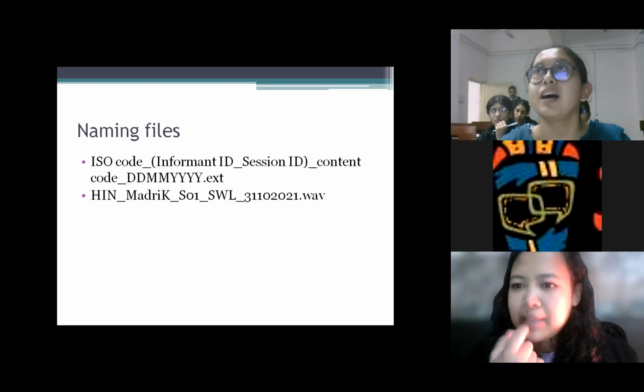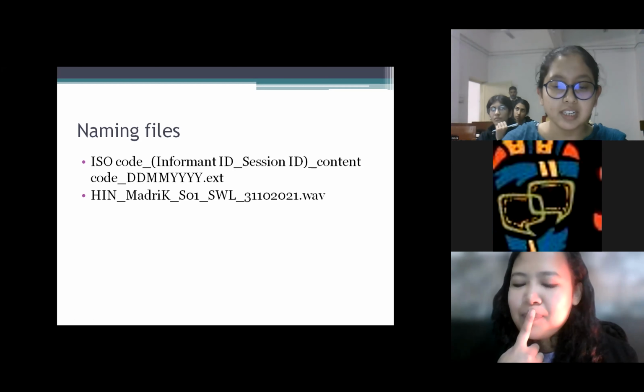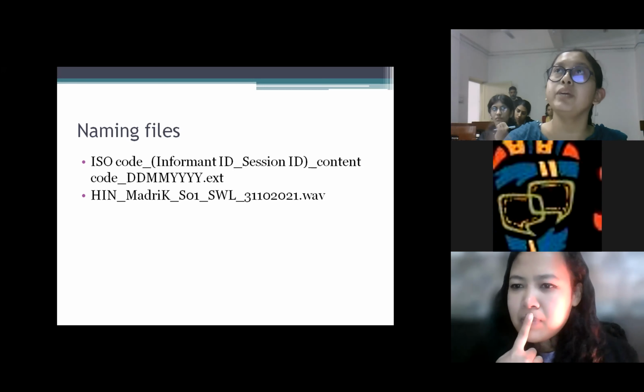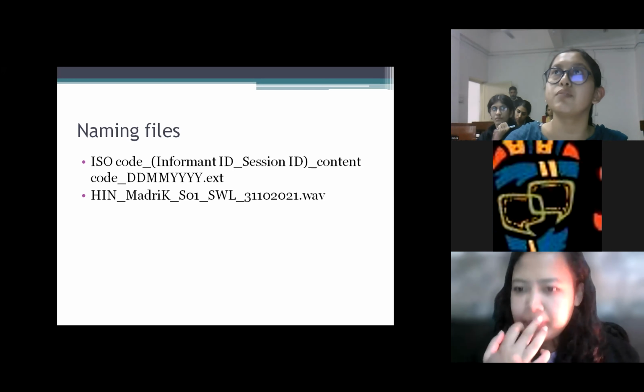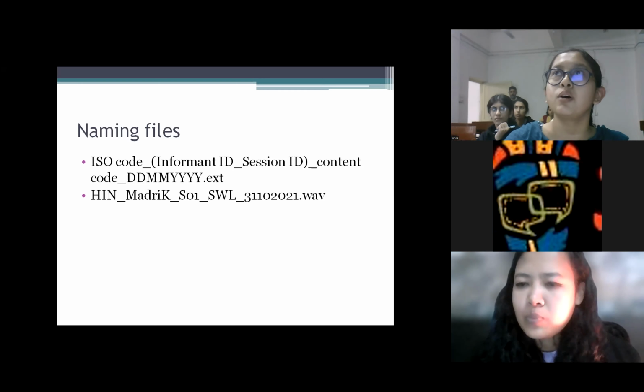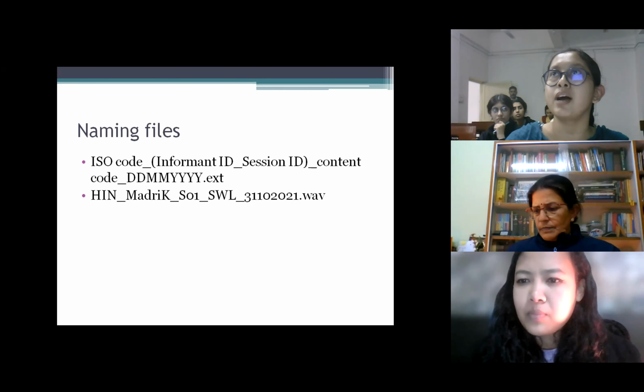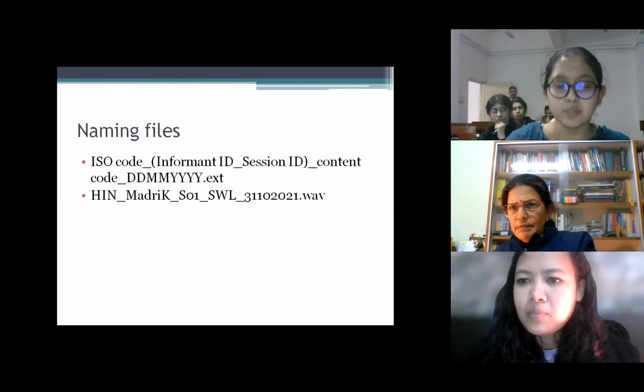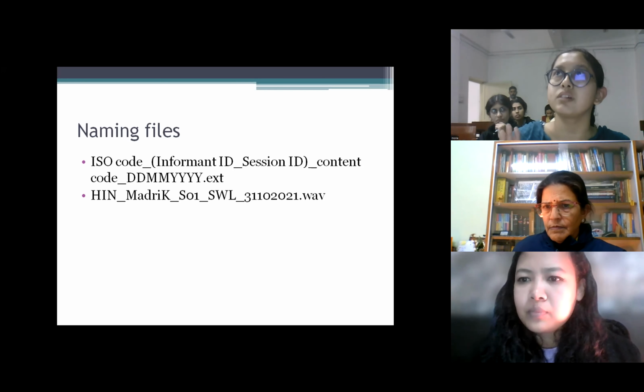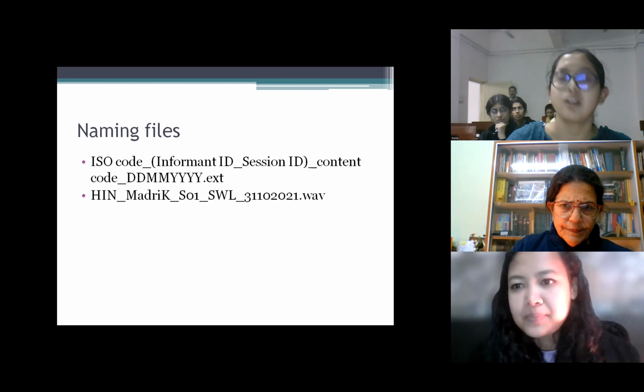Hello, ma'am. Yes, ma'am. I have a question regarding the Swadesh word list, that there could be two possible responses for one word. So if we have two responses like main or aap, are we supposed to record it in one file or two different separate files? Two different separate files.